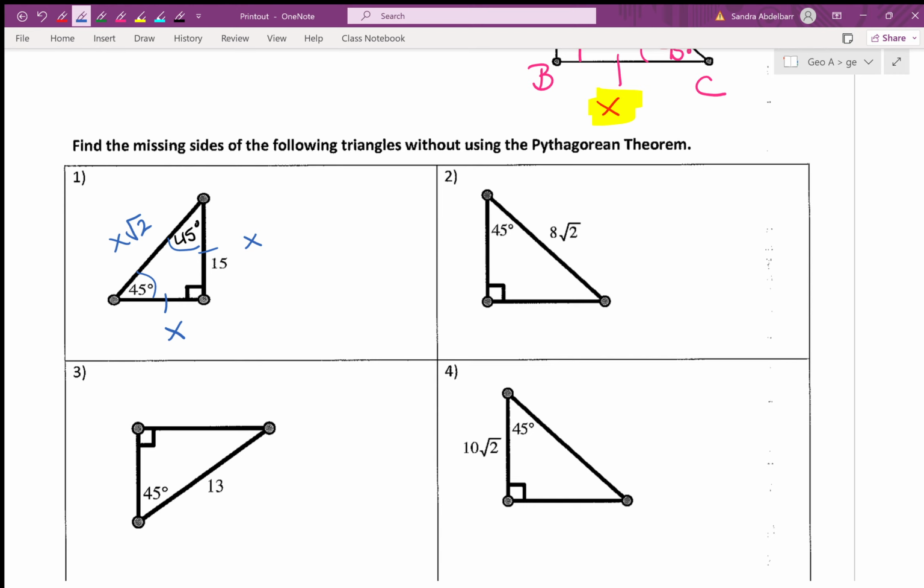Similar to the 30, 60, 90, you're going to find the side that has a side length and a variable expression. Which side has a side length and the variable expression? The 15. You set them equal to each other. So x equals 15. There's no solving. It's just x equals 15 in this scenario. So that means the other x side is 15. What about the hypotenuse? What's the hypotenuse going to be? 15 root 2. Good, Jeff. 15 root 2.